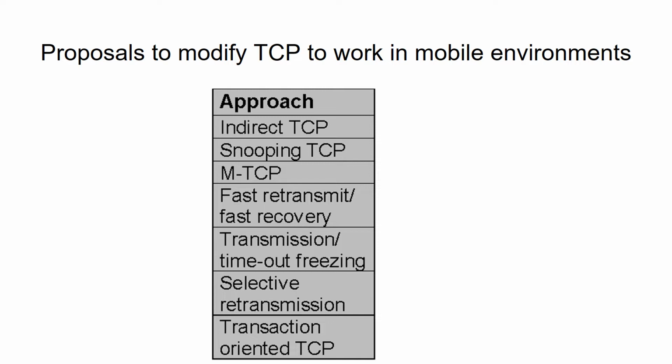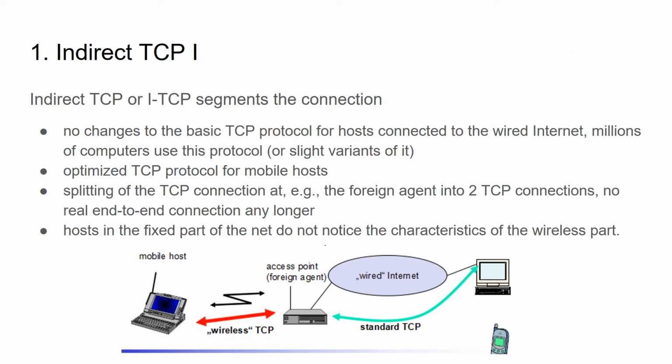So these are all the approaches to modify TCP to work in mobile environments. First one is indirect TCP, second is snooping TCP, third is mobile TCP, fourth is fast retransmit or fast recovery, fifth is transmission or timeout freezing, sixth one is selective retransmission, and last one is transaction oriented TCP. So first topic is indirect TCP.